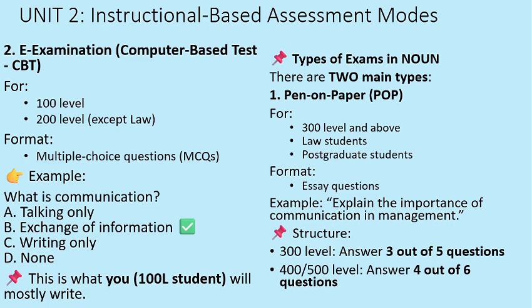So this is what we 100 level students are going to firstly write: the computer based test exam, CBT. You write it in your 100 level, you also write it in your 200 level. So those are the two types of exam that we have in National Open University: POP exam and E-exam. The POP is meant for 300 level and above, for law students and for postgraduates, while the E-exam is meant for 100 level and 200 level students.